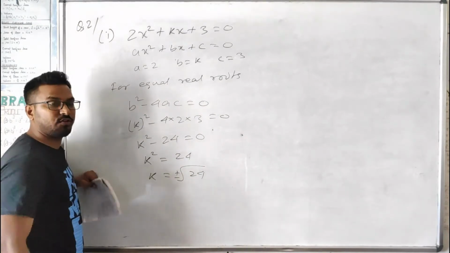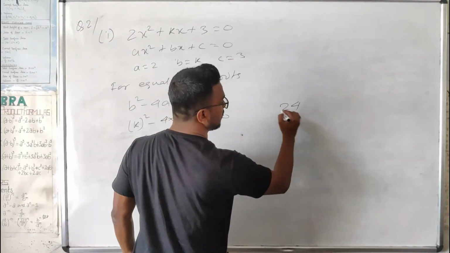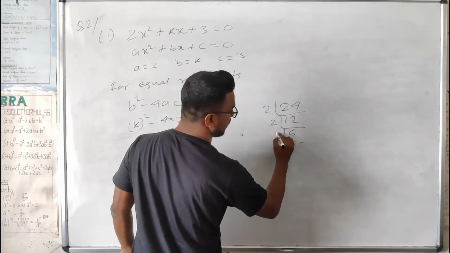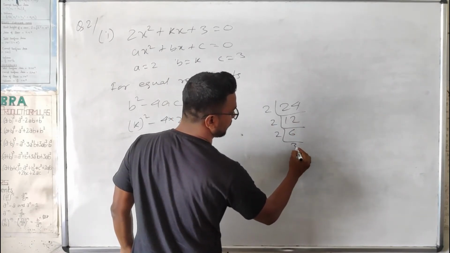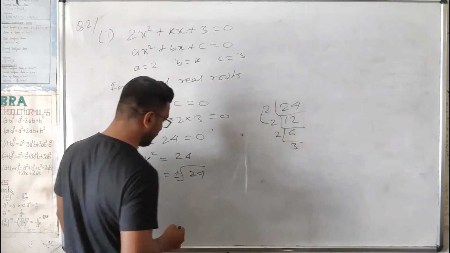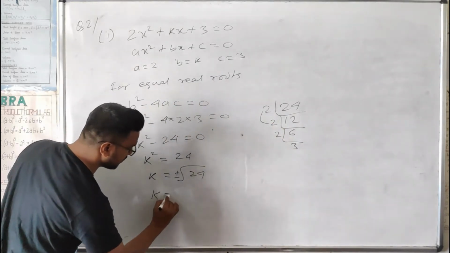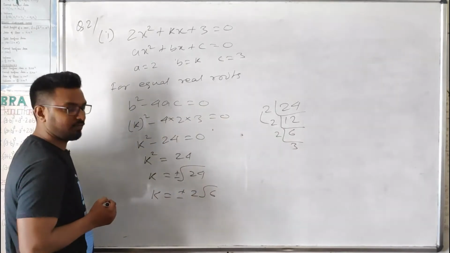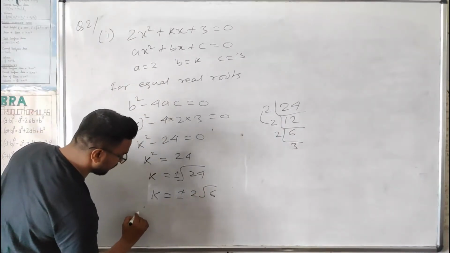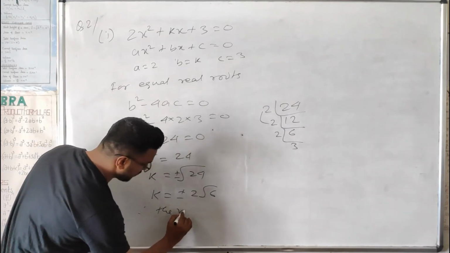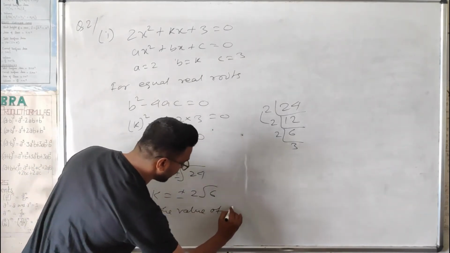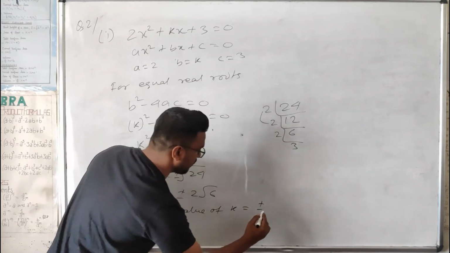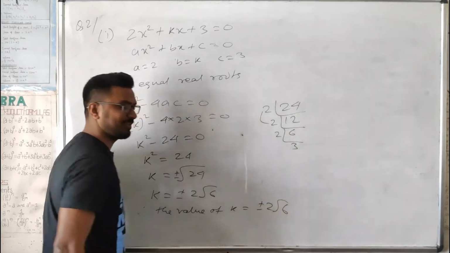So what is the root of 24? This can be written as, if you divide by 2, this will be 12, again 6, again 2, this will become 3. So this is in pair, so this can be written as plus minus 2 root 6. Fine. So therefore the value of k is equal to plus minus 2 root 6.